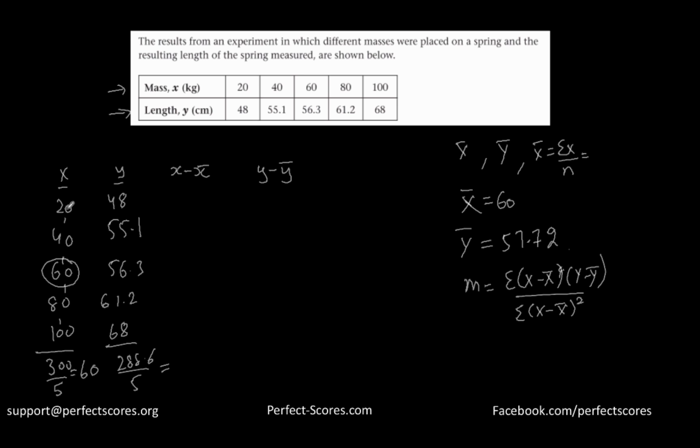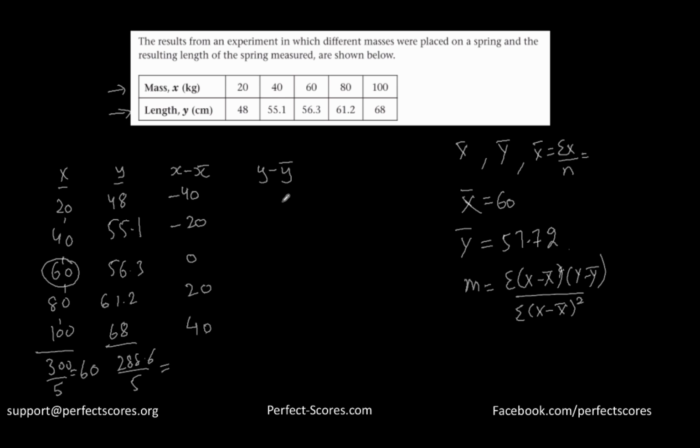So what I'm going to do is subtract this 20 from 60. So 20 minus 60 is minus 40. 40 minus 60 is minus 20, 60 minus 60 is 0, 80 minus 60 is 20, 100 minus 60 is 40. Fine. So that's x minus x bar for you guys.